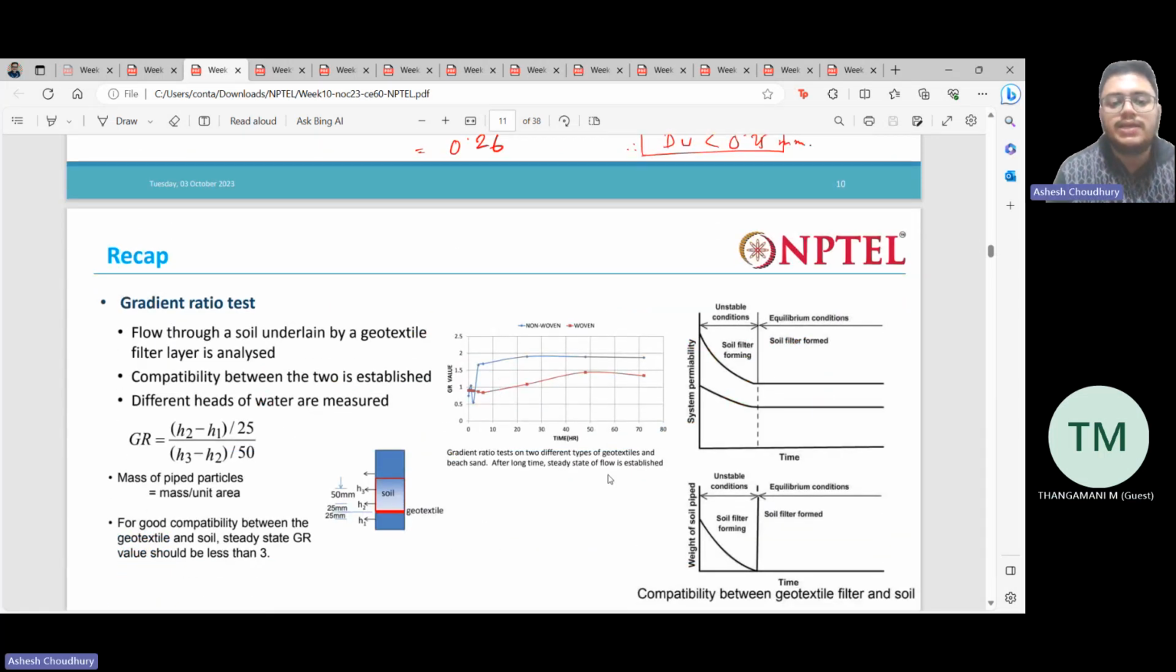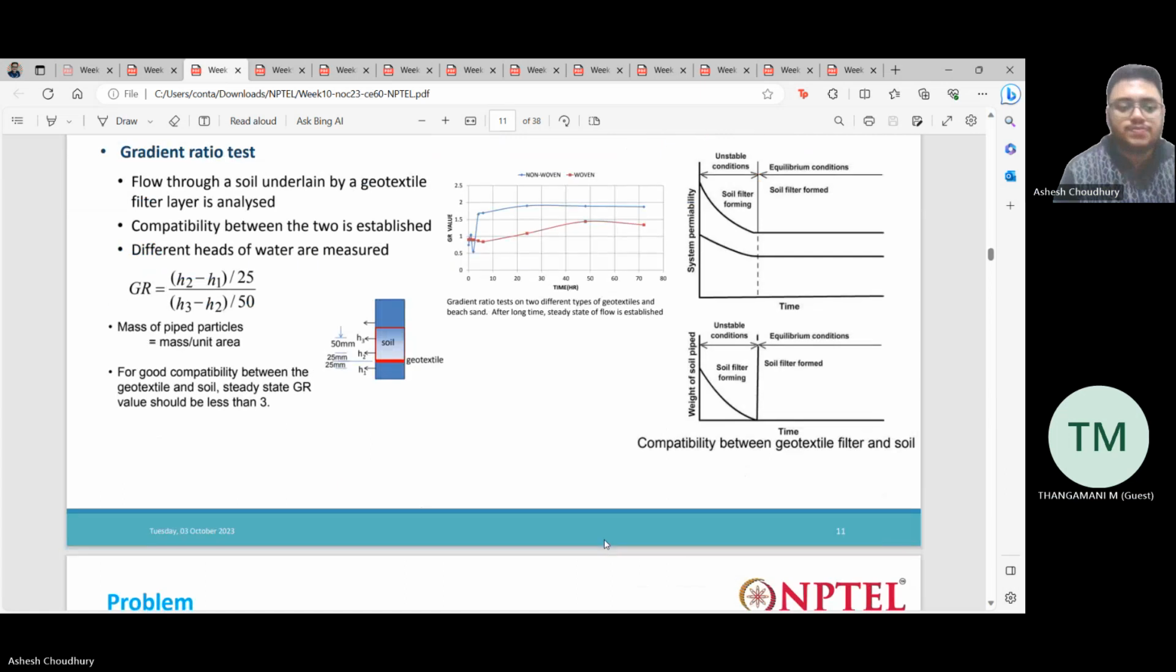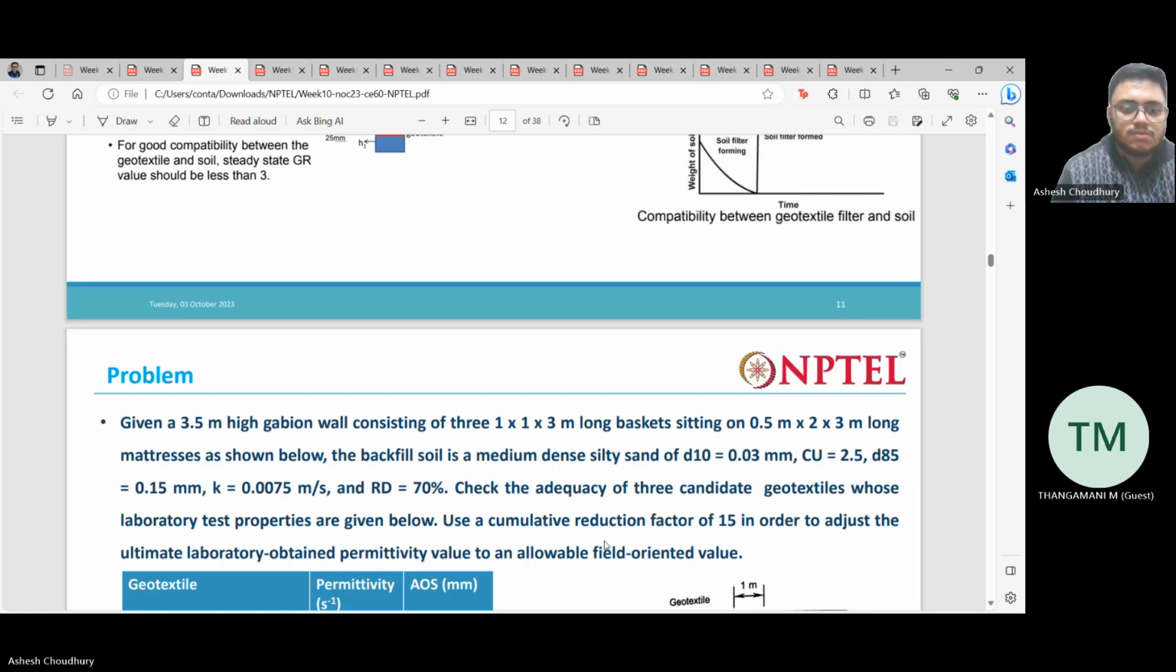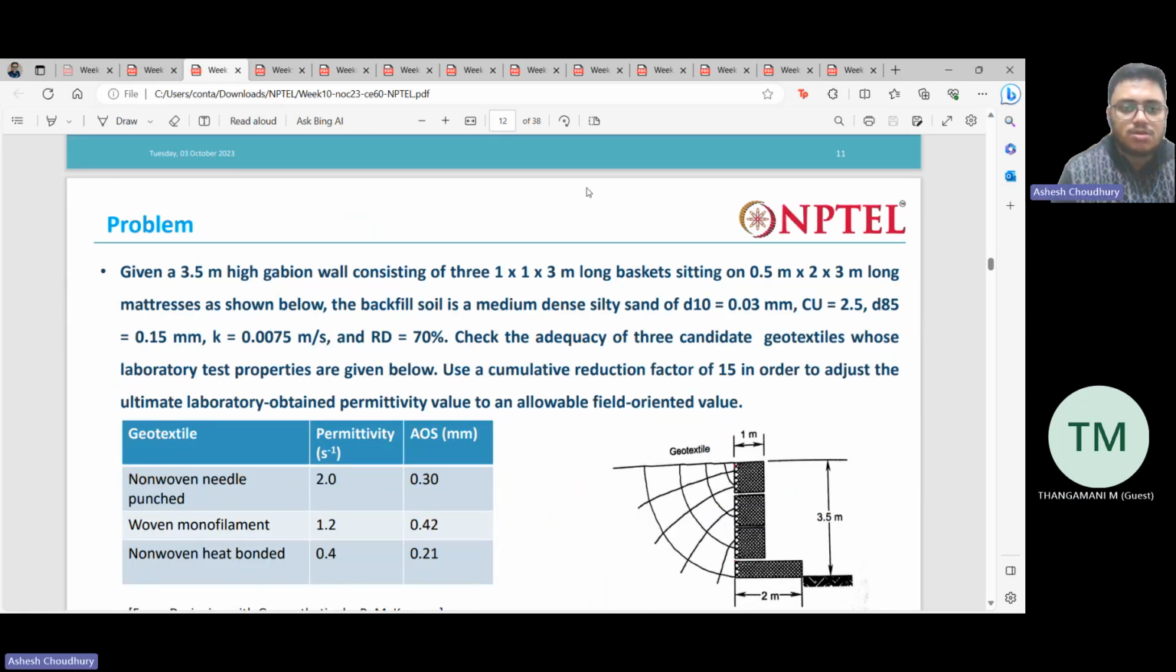Then there is a test called the gradient ratio test. This gradient ratio test is done to establish the compatibility between any geotextile and the soil, whether that geotextile can be used with that particular soil to act as a filter. To establish that compatibility, we do this gradient ratio test. Then we solved some easy problems regarding this.